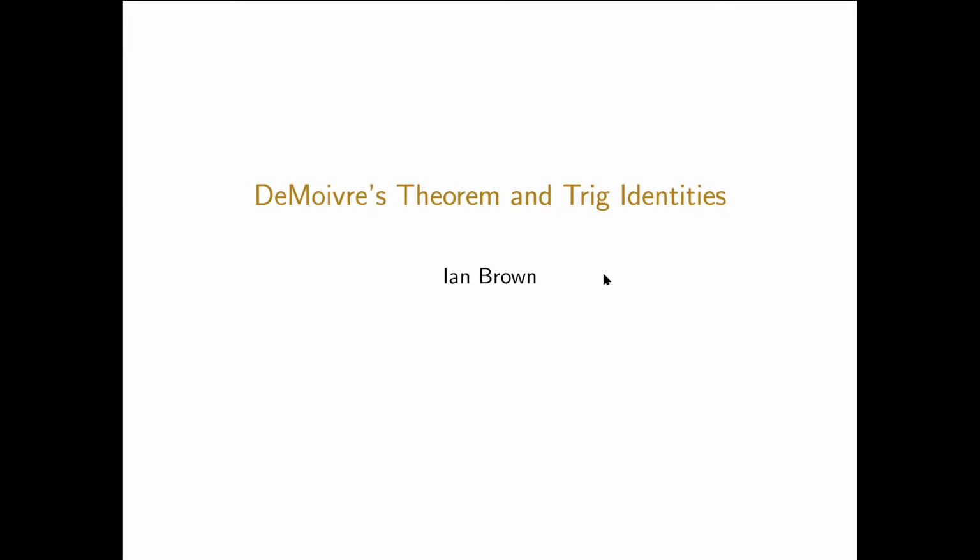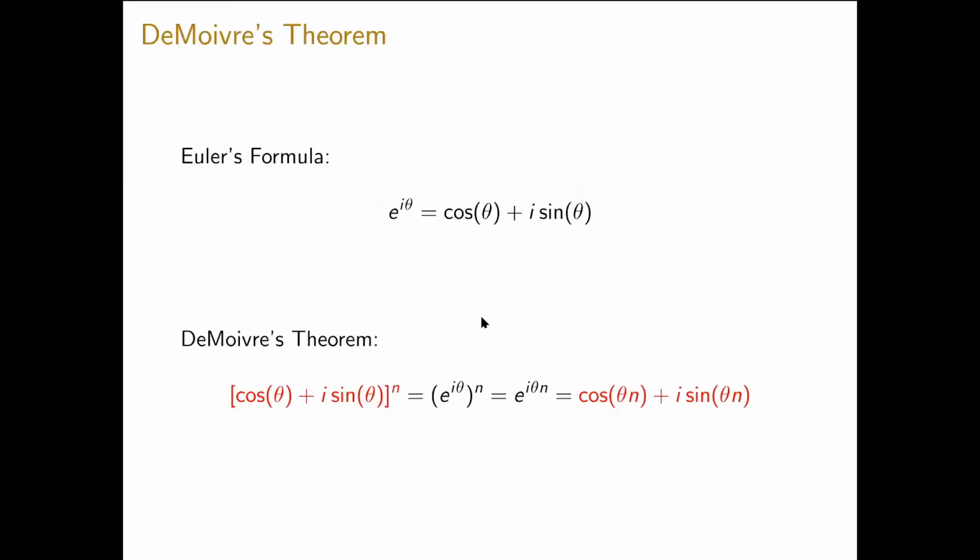Welcome back. Today we're deriving some trig identities from DeMoivre's theorem. Let's get into it. I would encourage you to watch my video about Euler's formula. Euler's formula says that if I have a complex exponential e to the i theta, then that's equal to cosine theta plus i sine theta.